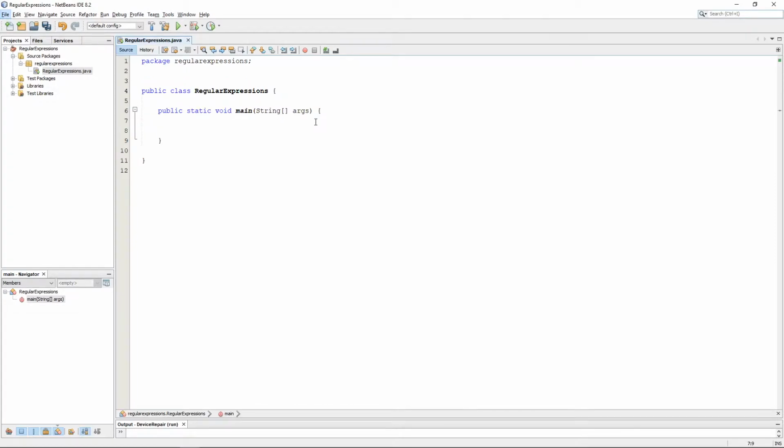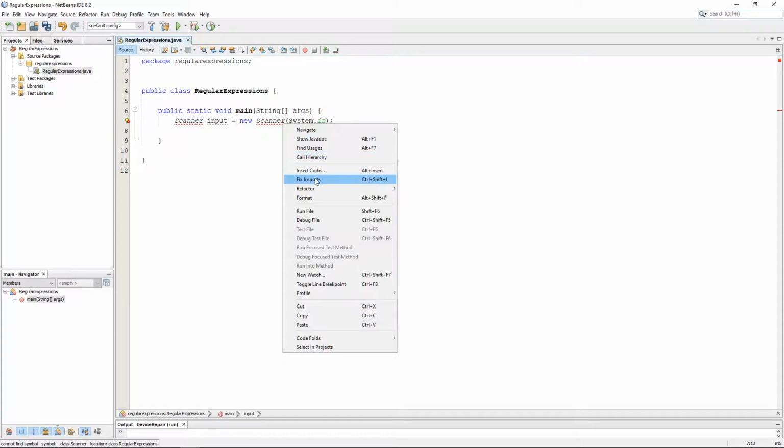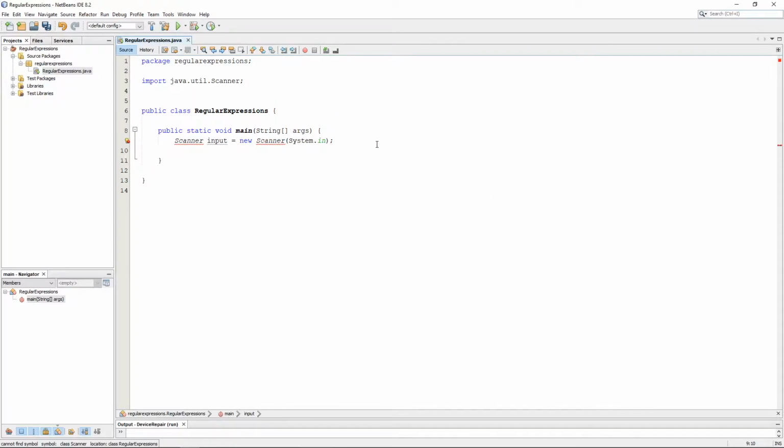Let me zoom in a little bit. All right, so I'm going to do a scanner, because that is going to enable me to actually type something in. Without the spelling mistakes would be lovely. I'm just going to do a right click and then fix my imports. Thank you so much. All right, so I've got a new scanner in there.